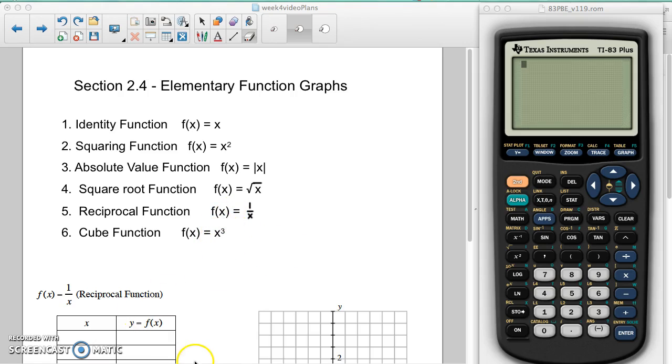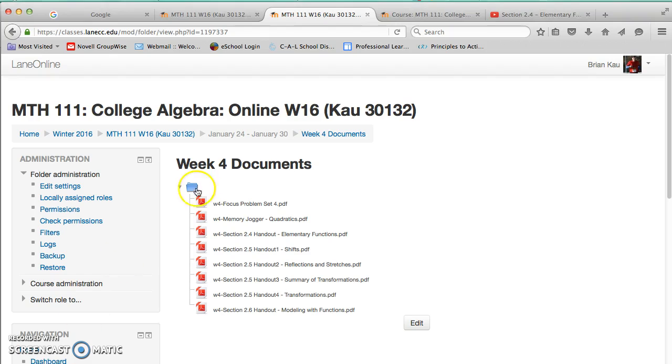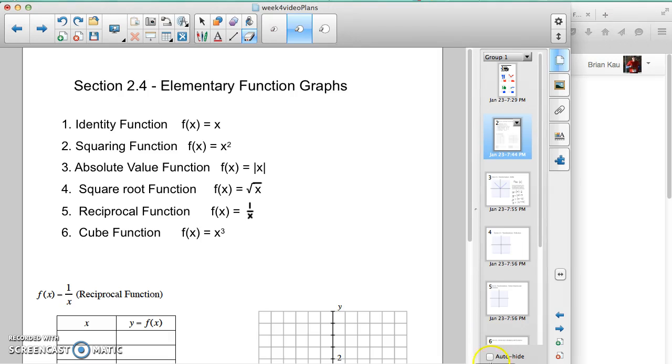These can all be found in the documents folder for week 4 under this handout. So this handout, these are the problems I'm working on in this video, and in the previous video we're working on from this handout right here. So if you want to take a look at this handout, that's where you'd find the elementary functions that we're working with. Alright, so let's take a look at the reciprocal function now.